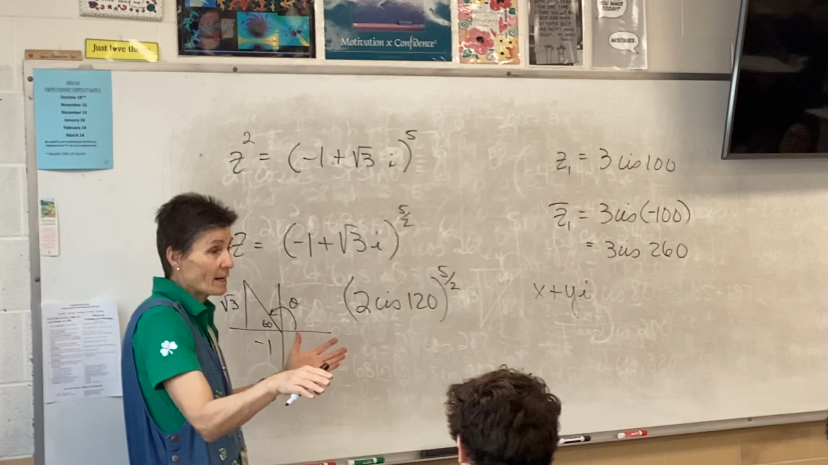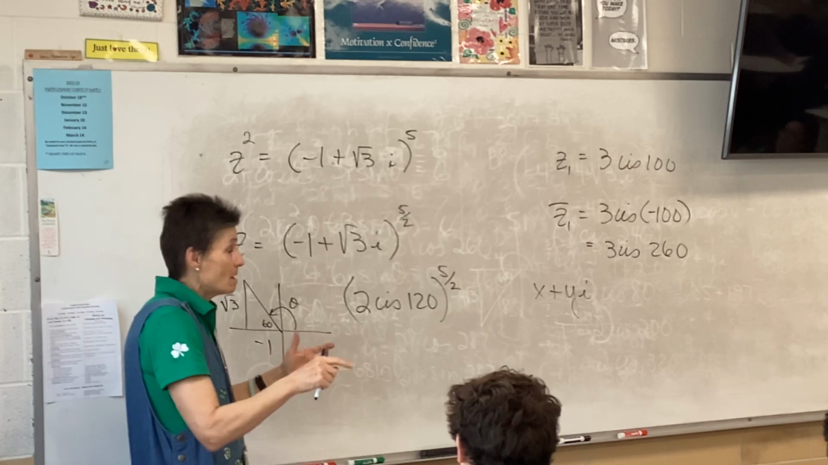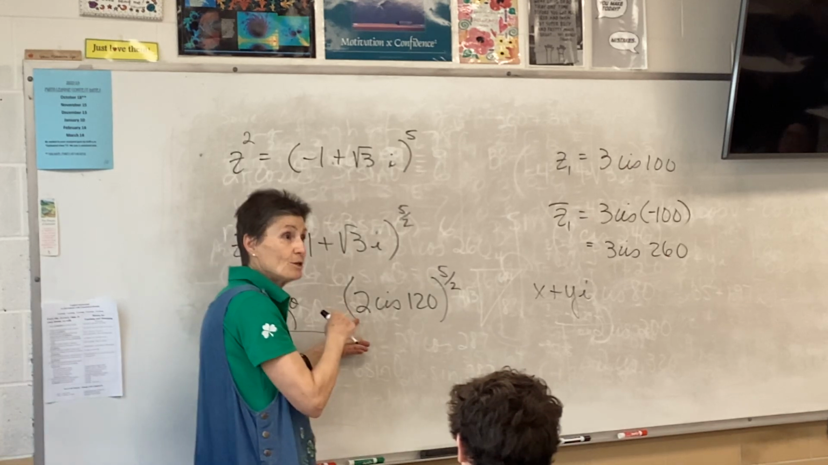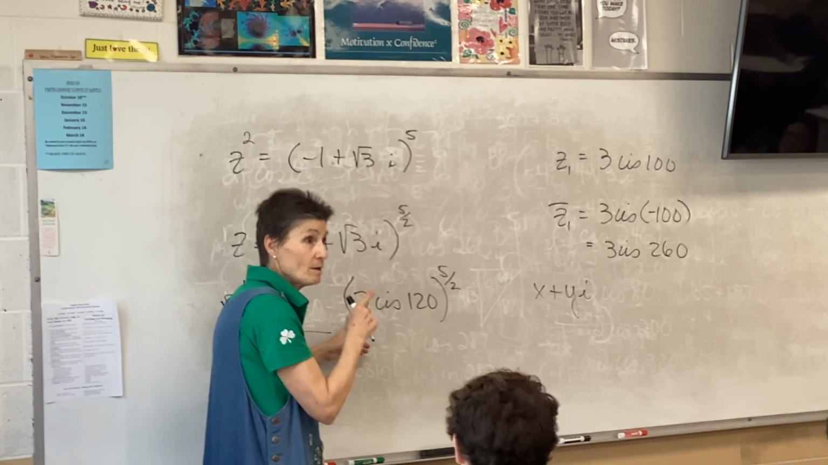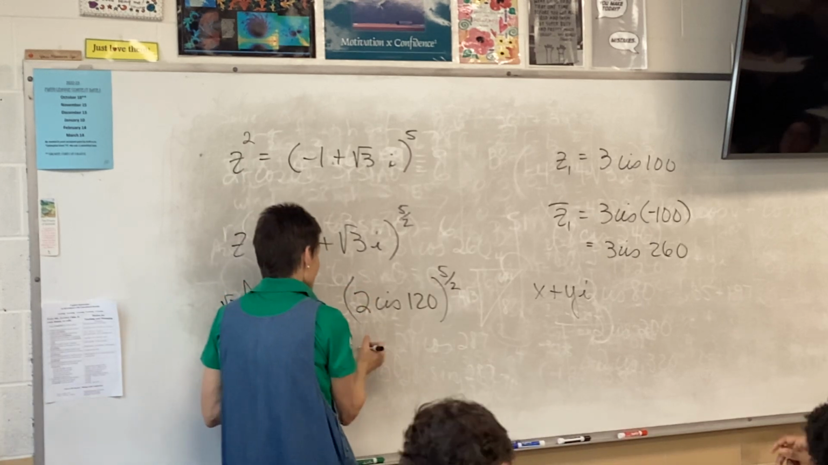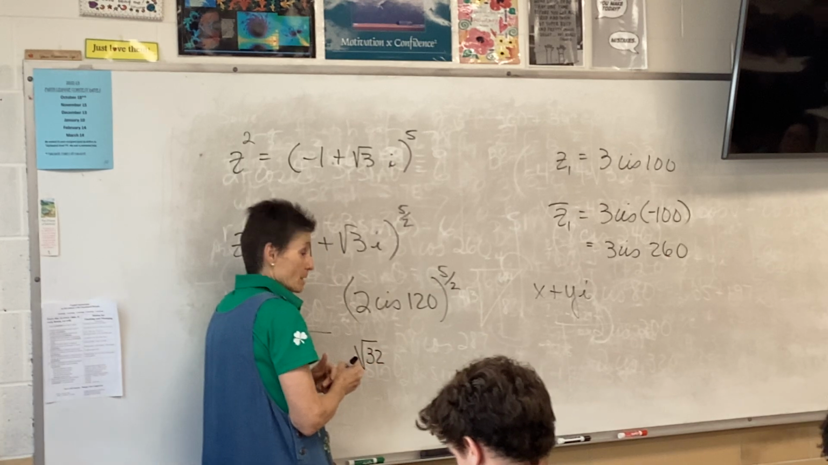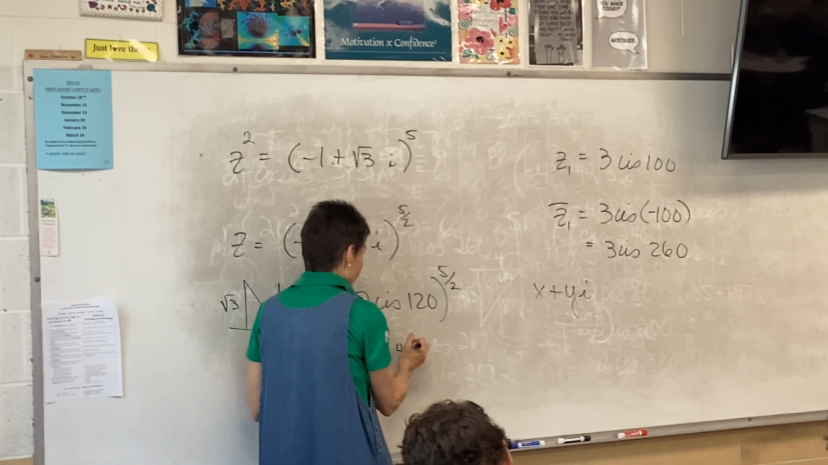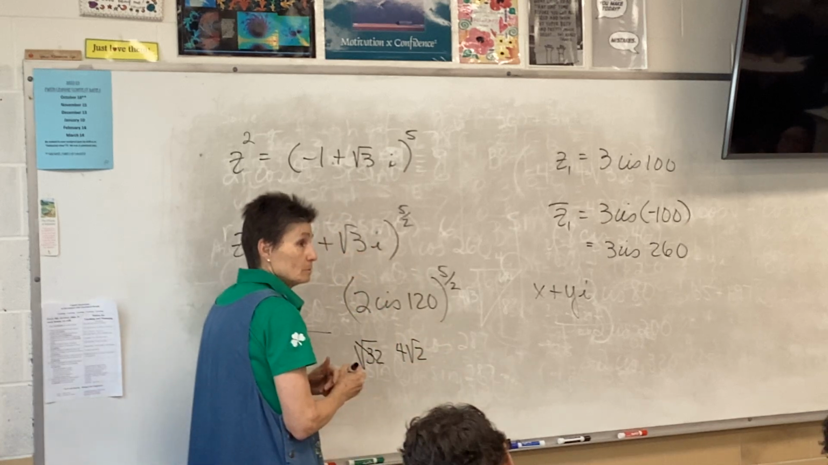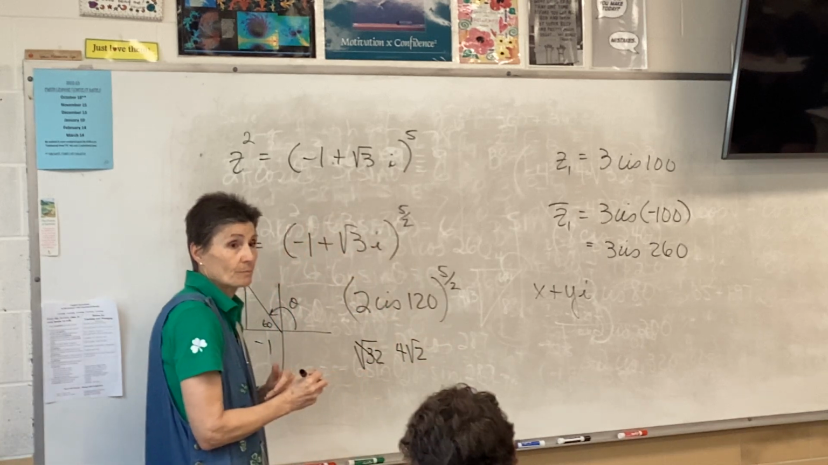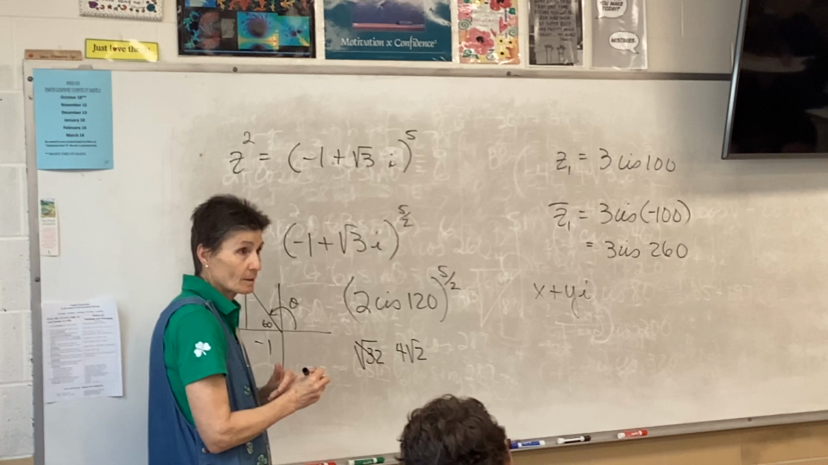Well, there are going to be two answers for sure because you're square rooting. But it's the square root of 2 to the 5th power. So another way to think about it is it's the square root of 32, which is 4 root 2. Everybody okay with that? Tess?